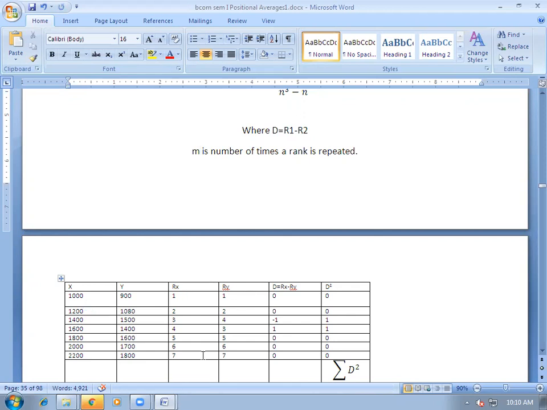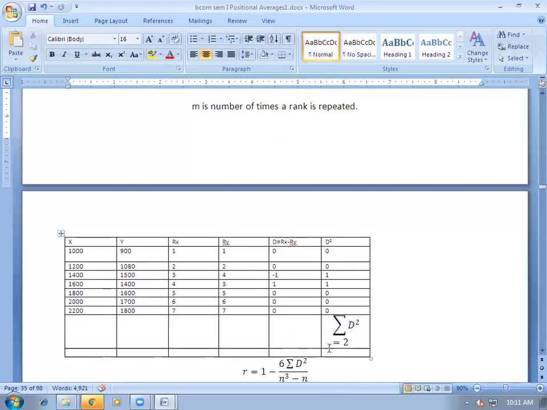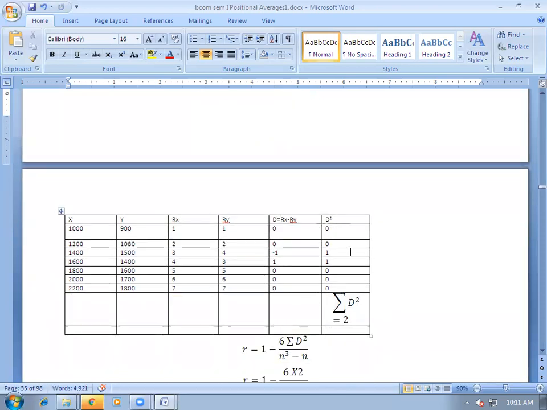After assigning the ranks, we will take the difference of ranks, Rx minus Ry: 1 minus 1, 0; 2 minus 2, 0; 3 minus 4, minus 1; 4 minus 3, 1; and so on. After that, we will square the values of d, the difference between the ranks of x and ranks of y. This will be 0, 0, 1, 1, 0, 0, and 0. The sum total of this d square comes out to be 2.